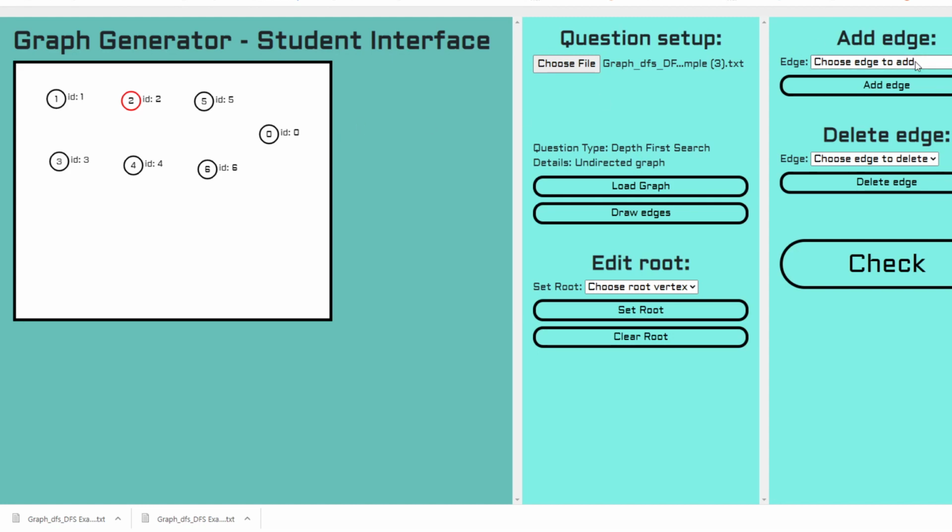Okay, so let's try answering the question. Pretend I've done this on paper earlier. And basically, you can see I'm just adding the edges. This one goes from vertex 2 to vertex 6, say. And I'm just adding it. Okay, vertex 4 to 5. And vertex 5 to 0. Okay, now I've got a tree, so I'm going to click check.